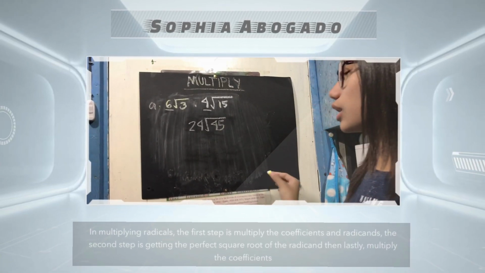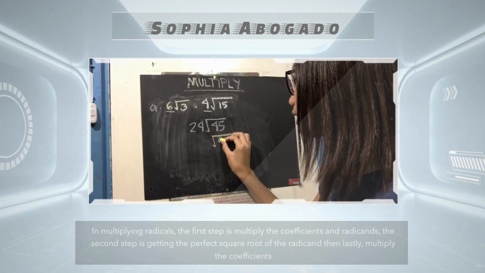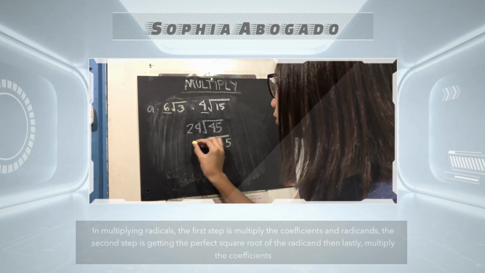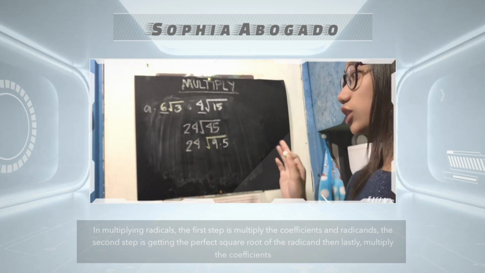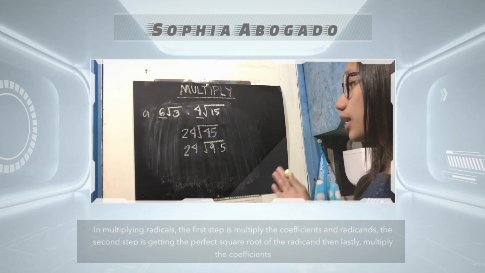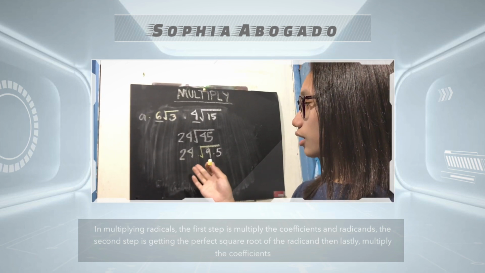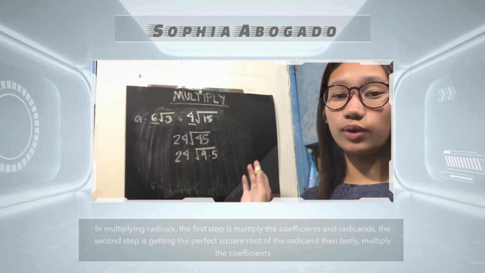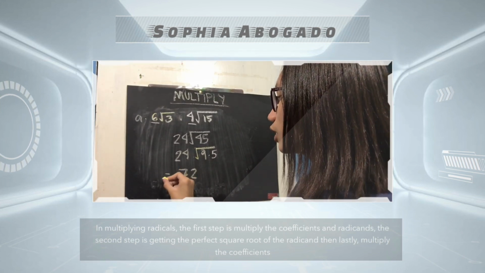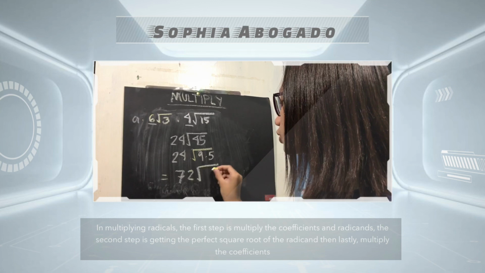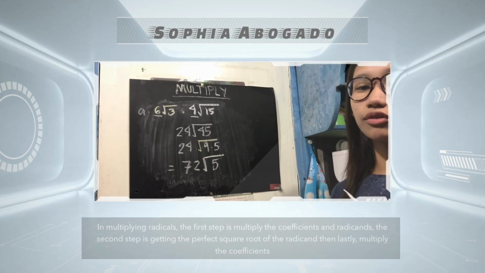Now, we need to get the perfect square factor of 45, which is square root of 9 times 5. Then, copy the 24. We need to get the square root of 9, which is 3. Then, we will put it outside the radical. Then, multiply it to the number that is located outside the radical, which is 24. 24 times 3 is equal to 72. Then, copy the square root of 5, which is left behind. Then, that is the answer, 72 square root of 5.